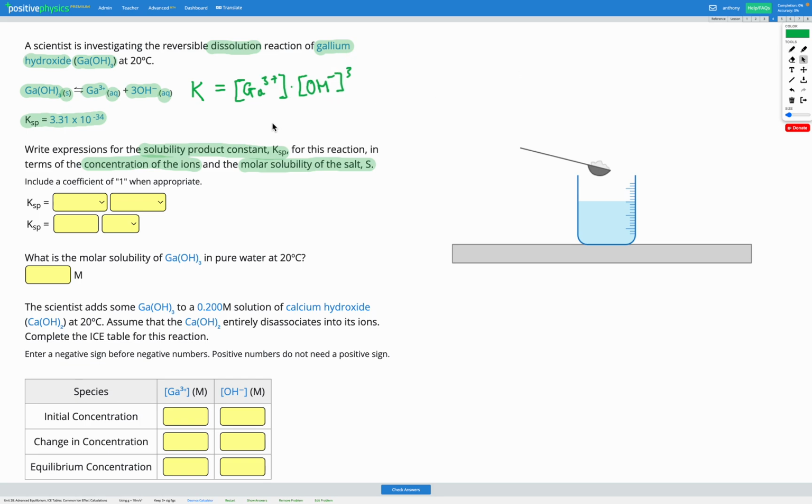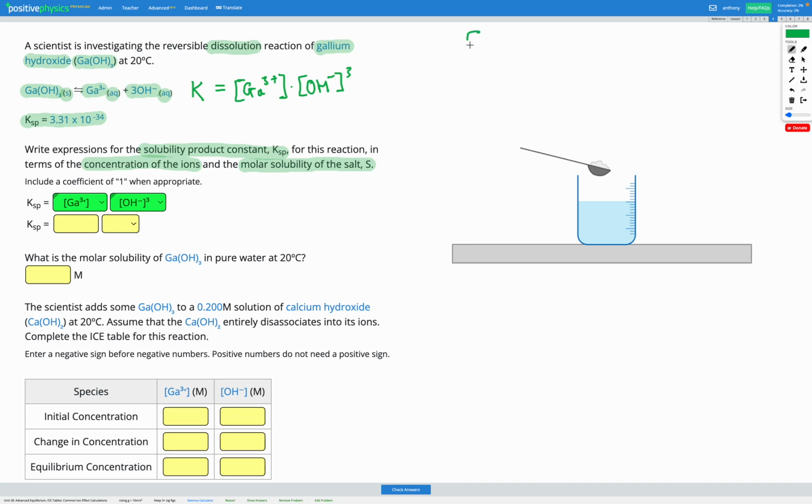So there it is. That's our equilibrium constant expression for this dissolution reaction, or in other words, our solubility product constant expression. So we can fill that out here. We've got gallium 3 plus concentration, and we've got the concentration of OH minus to the power of 3. Awesome. Next, we have to figure it out in terms of S, the molar solubility of the salt.